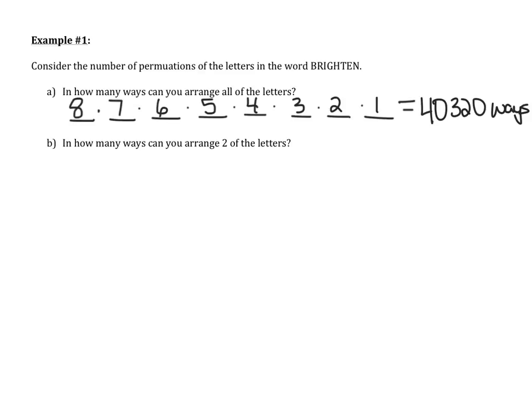For part B, it says, in how many ways can you arrange 2 of the letters? So this time we are going to have 2 blanks to fill. For our first slot, we would have 8 letters to choose from. And then once we choose that letter, we'd only have 7 letters for our second slot. So I would just multiply those 2 together. So to take those 8 letters and arrange them in just 2 of the letters, I would have 56 ways that I could do that.